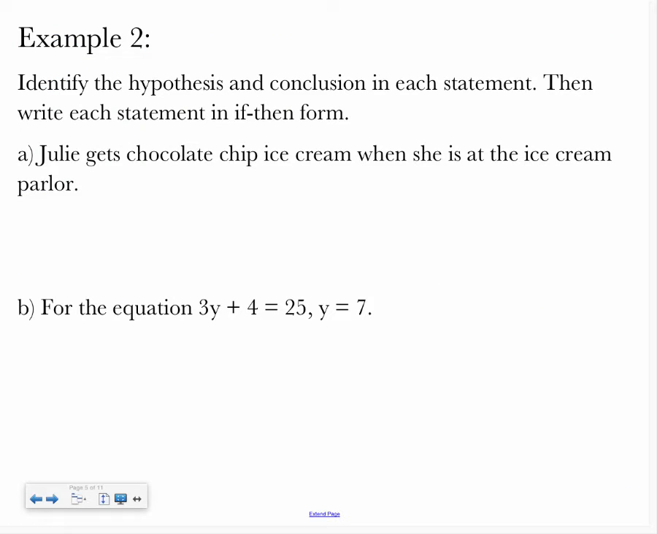We want to identify the hypothesis and conclusion in each statement. So again, I'm going to use my color coding technique. Identify the hypothesis and conclusion in each statement. Then write each statement in if-then form. Ooh, a little trickier this time because now we don't have the words if and then to signify what is the hypothesis and what is the conclusion. We have to determine that on our own. So let's go back to my example earlier where I said if it is nice out today, then I can go buy ice cream.